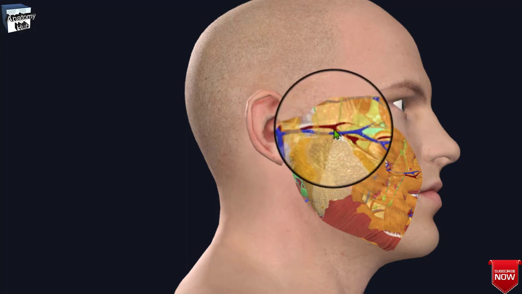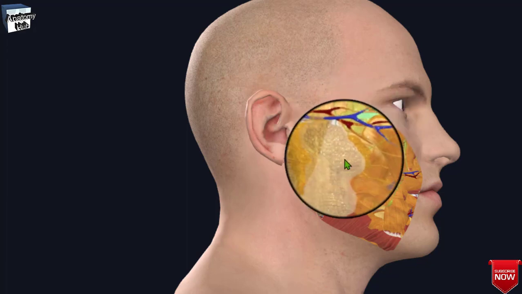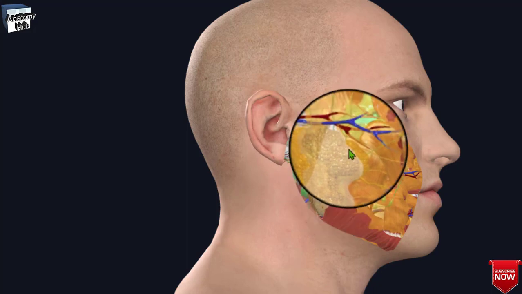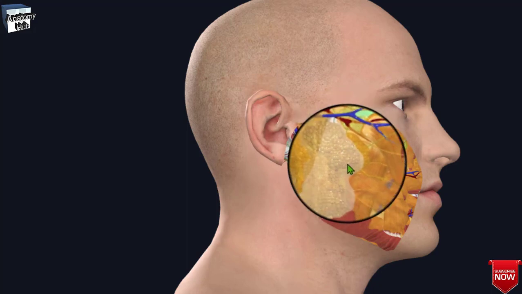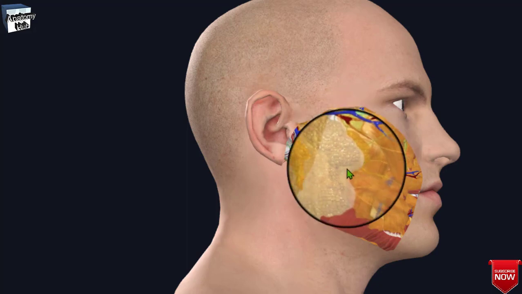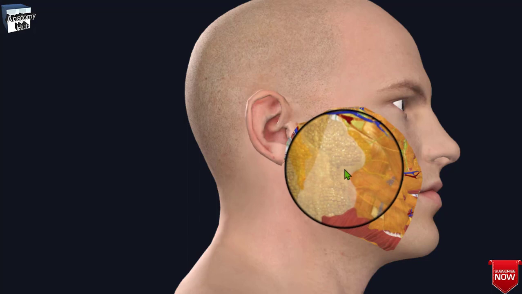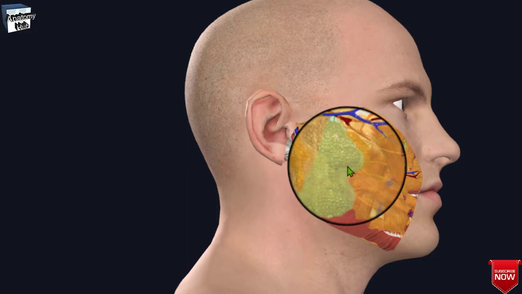This is your zygomatic arch, and during the ascent the fascia also splits and encloses the masseter muscle that you can see here. This fascia, in green, is your parotidomasseteric fascia, the tough membrane that covers the parotid gland and the masseter muscle.